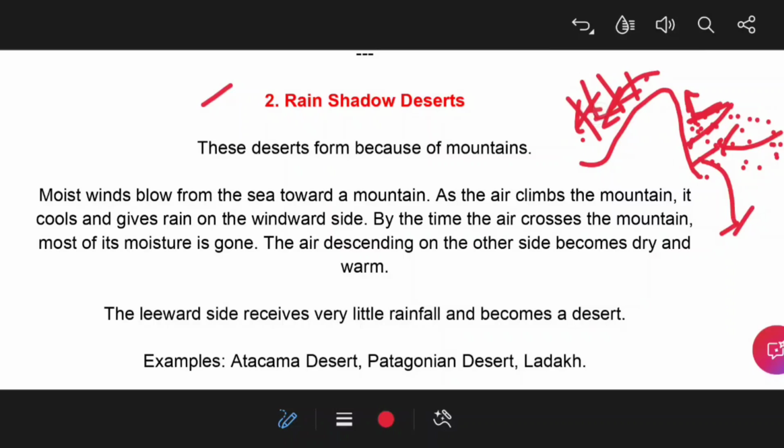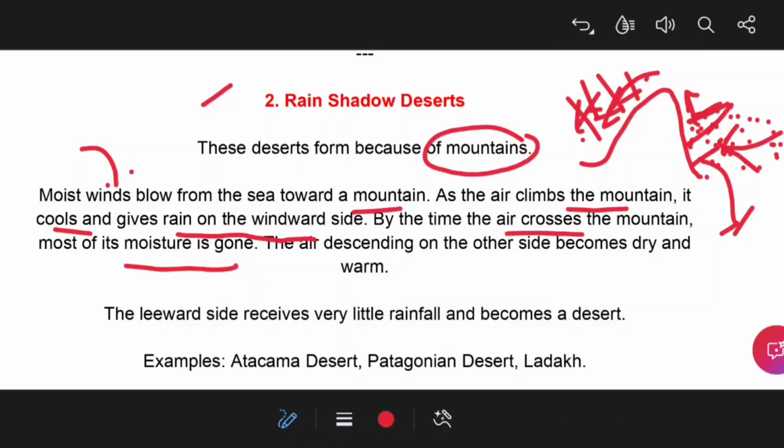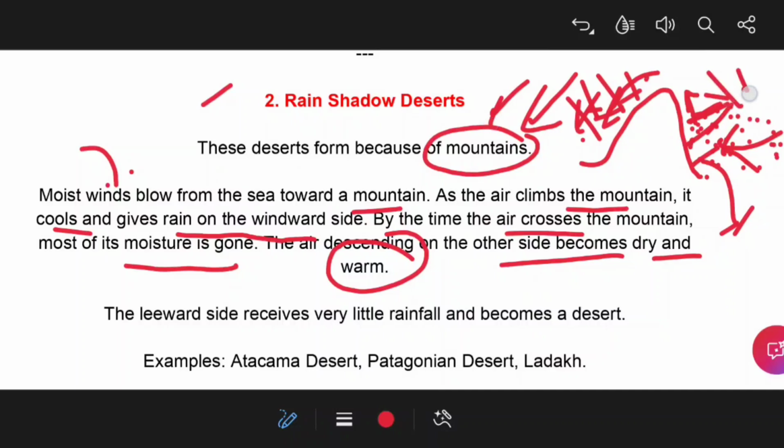Now when air becomes dry and has no moisture, and can't get moisture from any water body, it will not be able to form clouds or precipitation. So these deserts form because of the mountains. Moist wind will blow from the sea towards the mountain. As the air climbs the mountain, it cools and gives rain on the windward side. But by the time the air crosses the mountain, most of its moisture is gone. And the descending air on the other side becomes dry and warmer. This is called the leeward side, and this is the windward side, or the rain bearing side and the rain shadow side. So you must know about it.